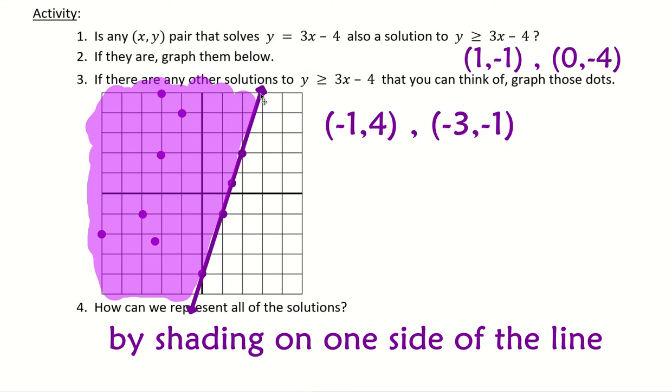Is 3 comma 5 right here a solution? You'd say yes, because it's on the line. And if I said, is 0 comma 0 a solution? You'd say yes, because it's in the shading. If I said, is 5 comma 0 a solution? You'd say no, because it's not in the shaded area.